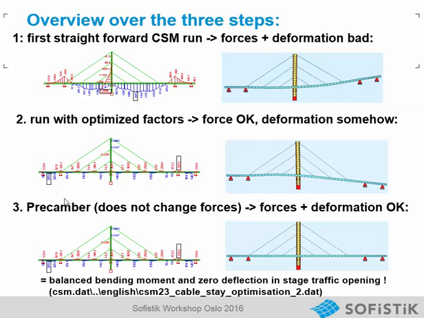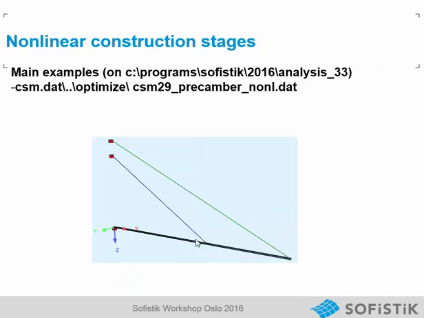Here I have used a simple linear precamber. That means we get the good bending moment as well, and on traffic opening our bridge is straight. There is another video showing the precamber technique in detail. Now in the next example I show a nonlinear construction stage.